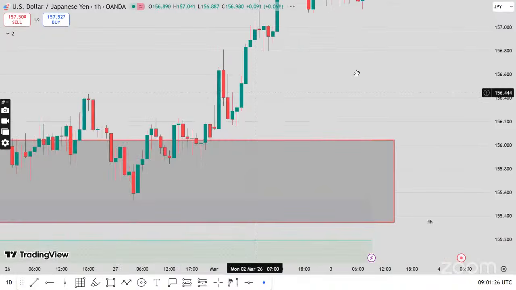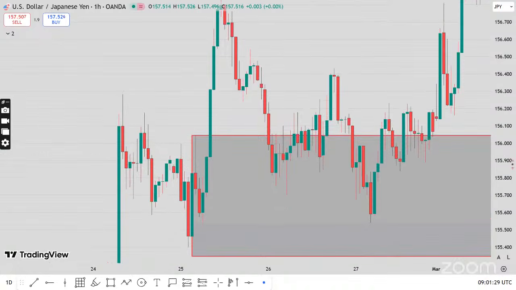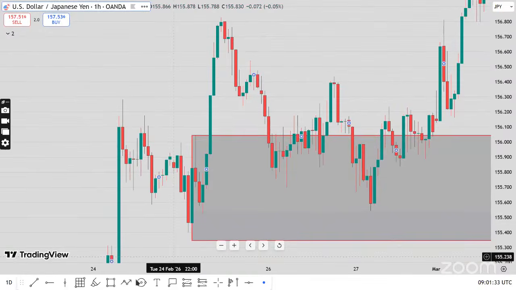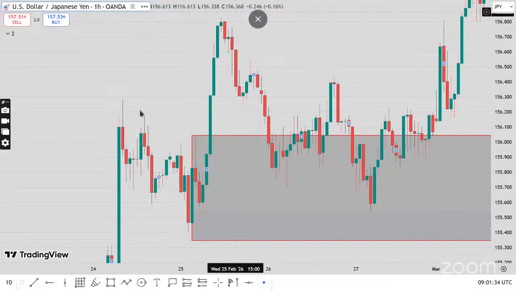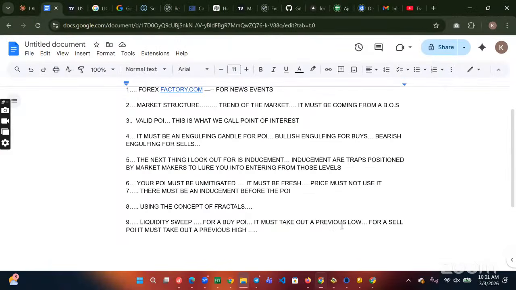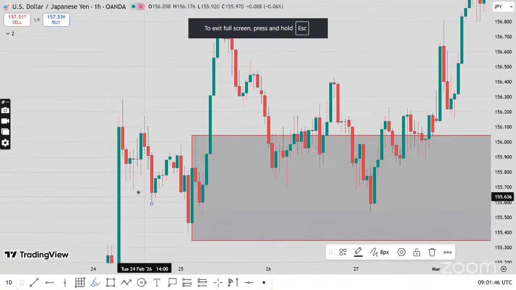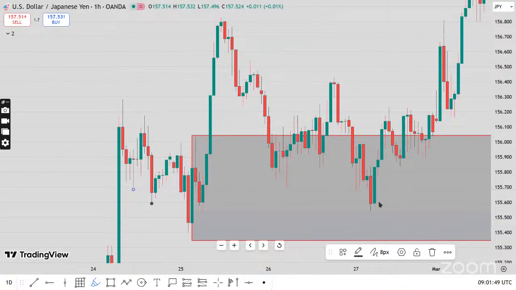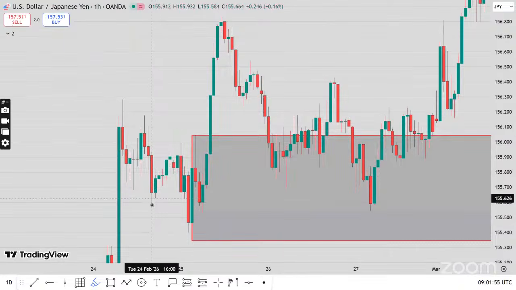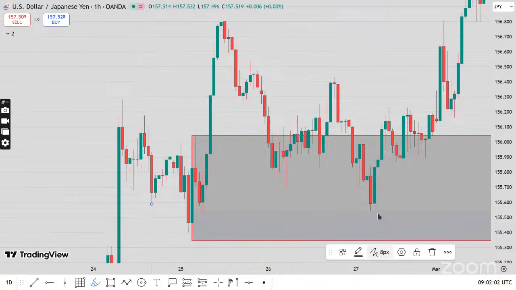Now, did this 4-hour POI take out any structural liquidity? Yes. So let's go to our blueprints. We say for a buy POI, it must take out a previous low. Now, for a buy POI, what do we have here? This is a previous low. These are all previous lows available. So we have this low, and we have this low.